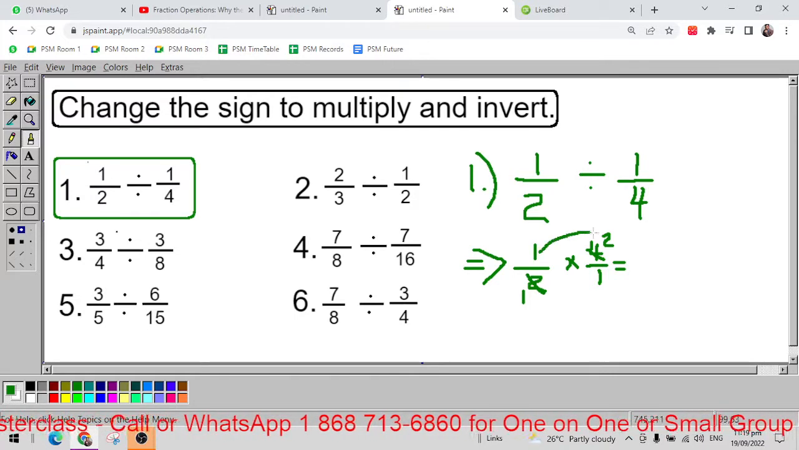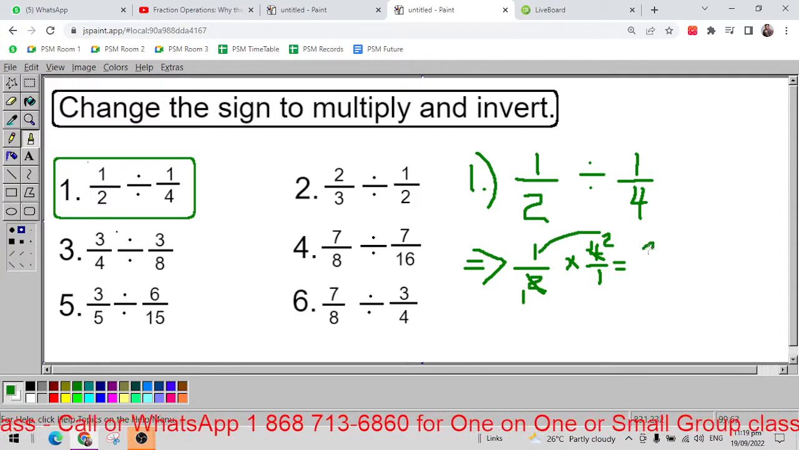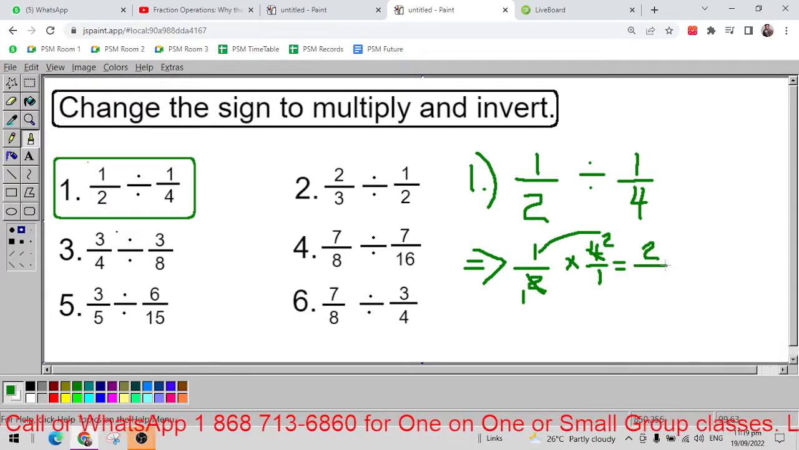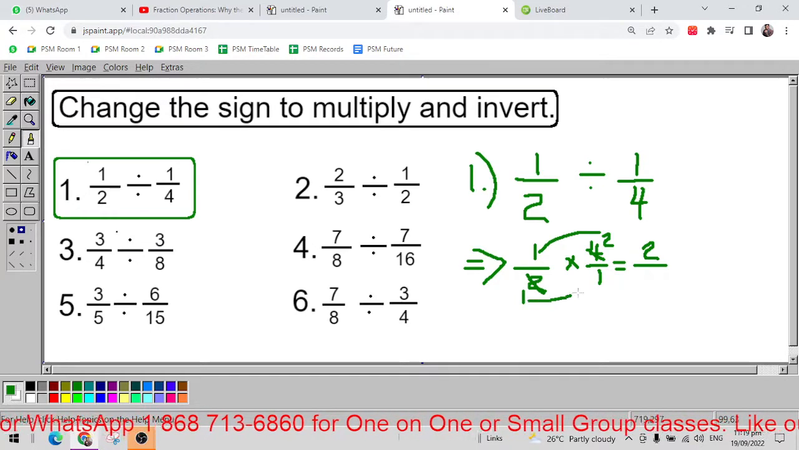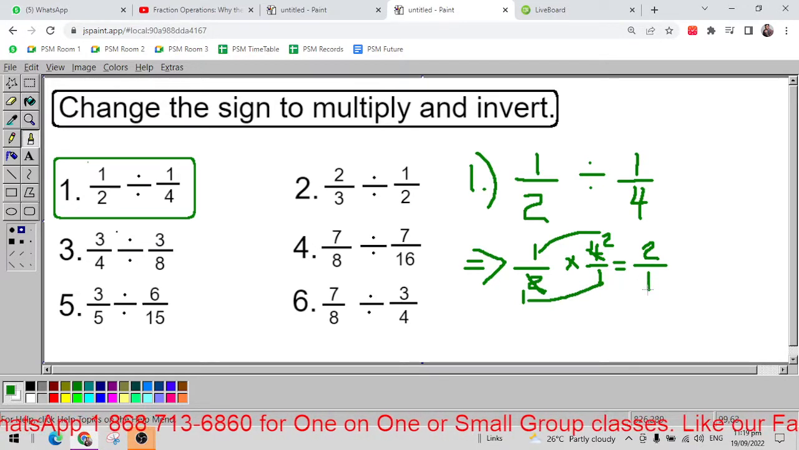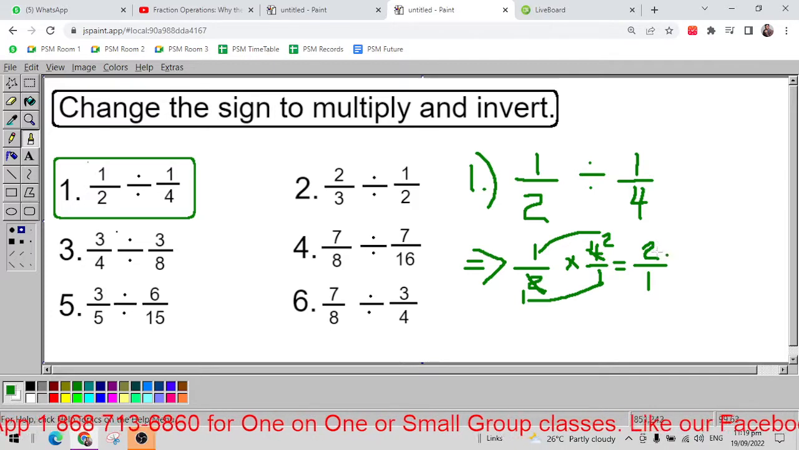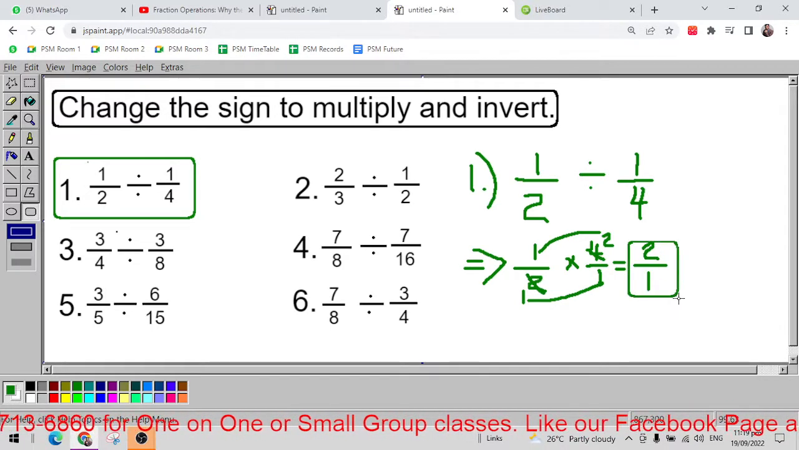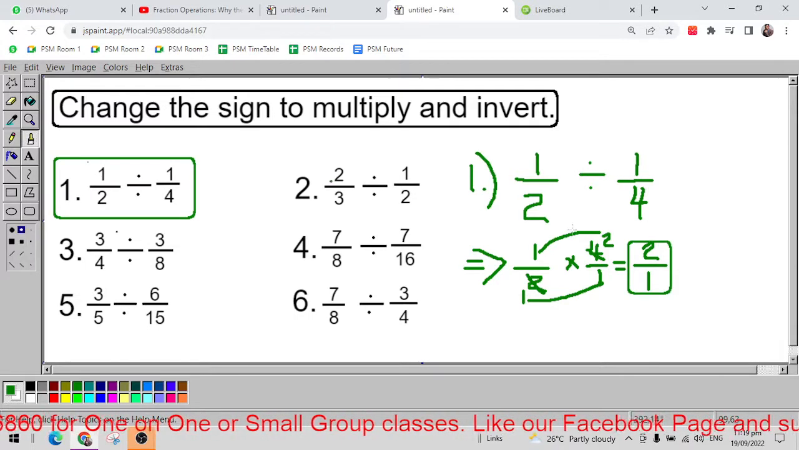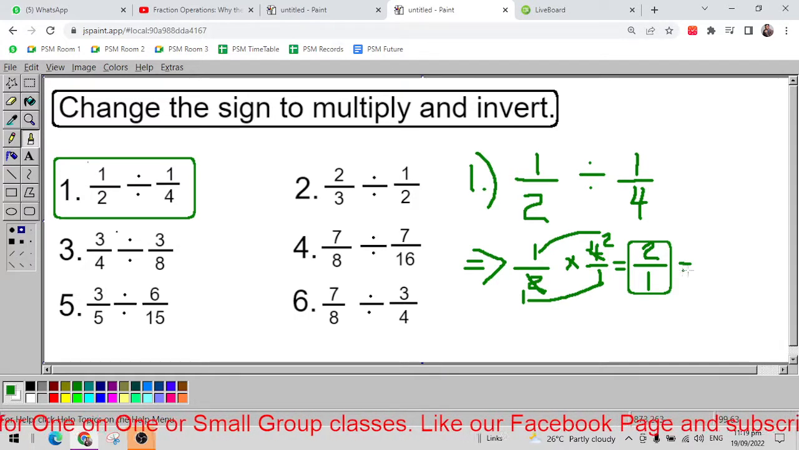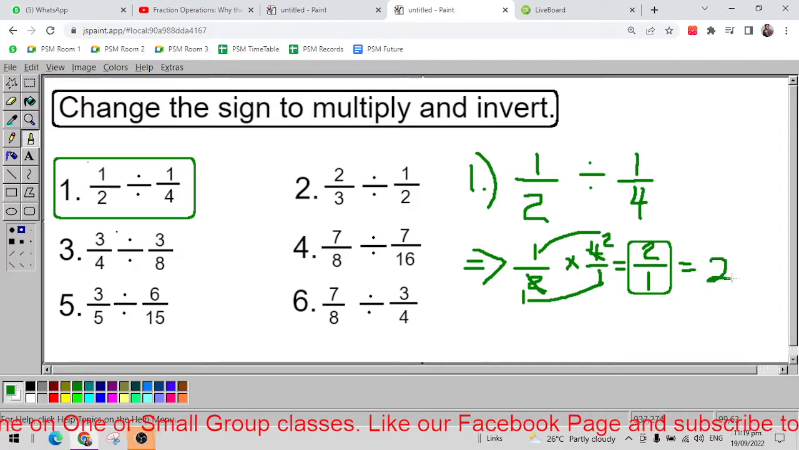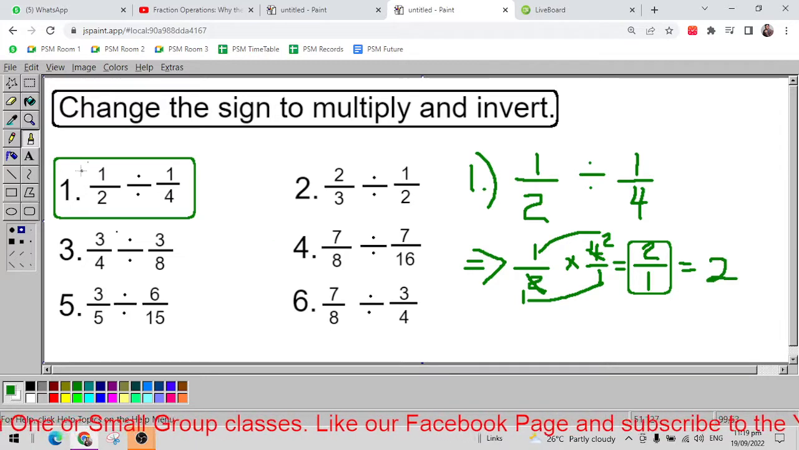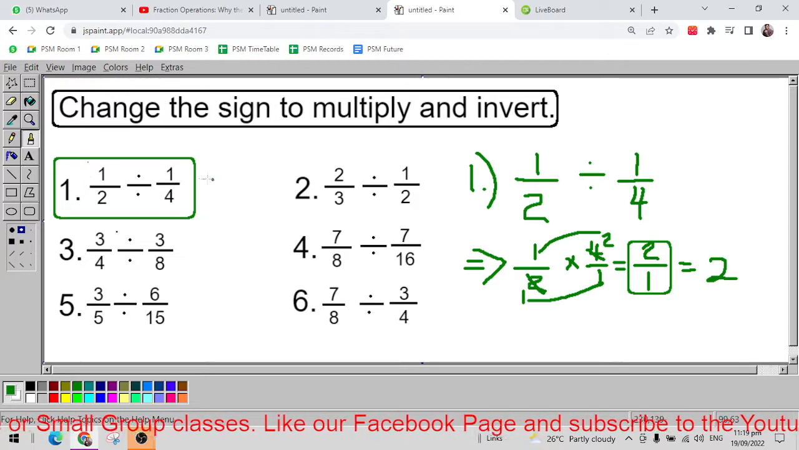So therefore, 1 multiplied by 2 gives me 2 above here. Then 1 multiplied by 1 gives me 1 here. And we know that 2 over 1 is the same thing as just 2. My answer for number 1 is 2.